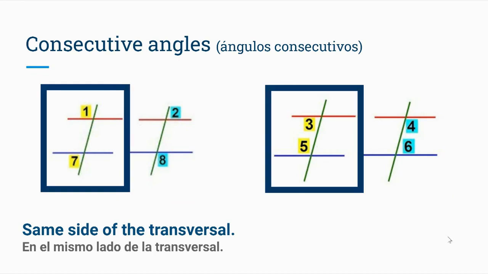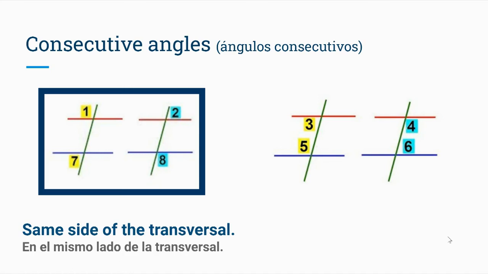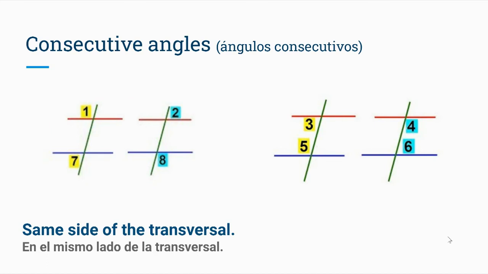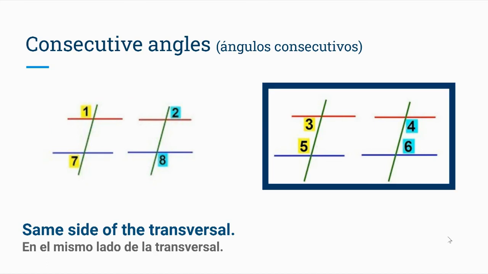On the left side of the screen, I have consecutive exterior angles, same side of the transversal, outside of the double lines. On the right side of the screen, I have consecutive interior angles, same side of the transversal, inside the double lines.